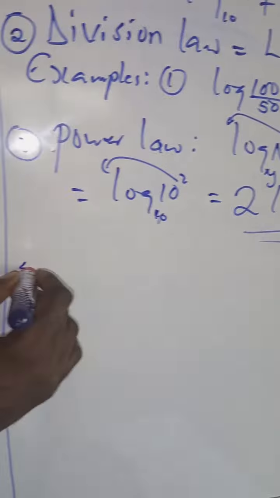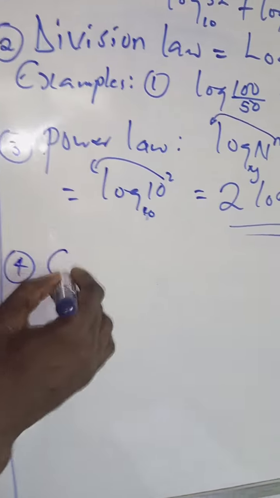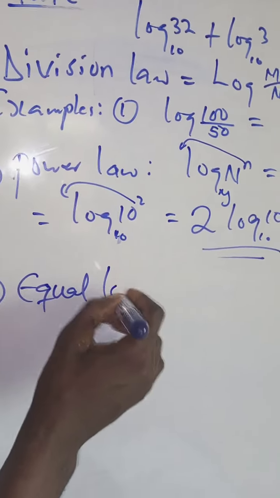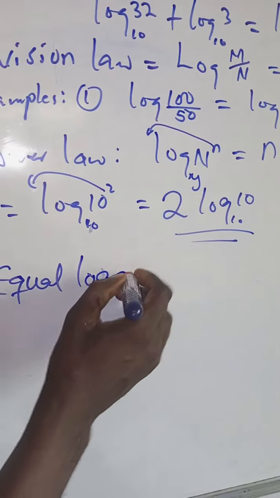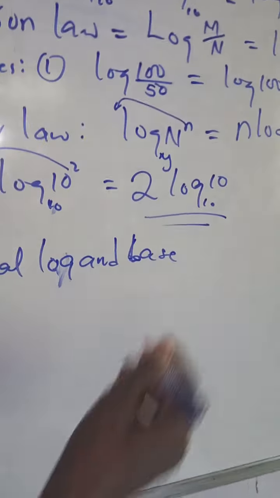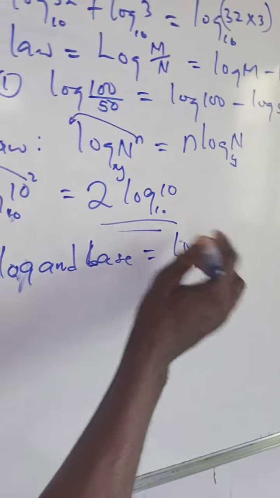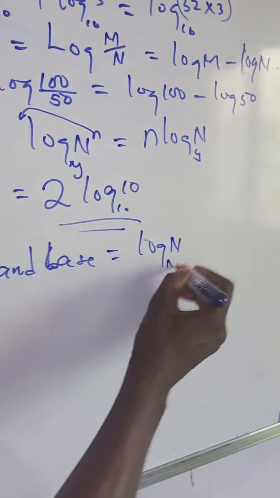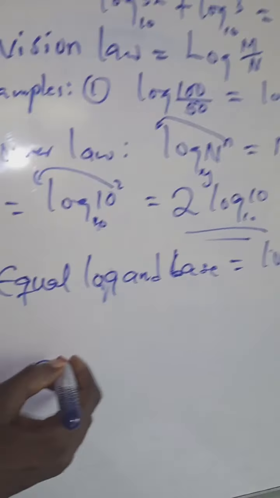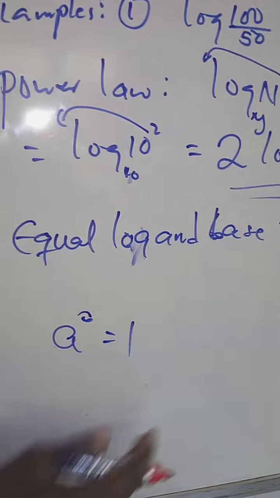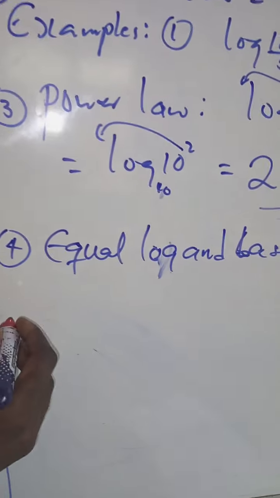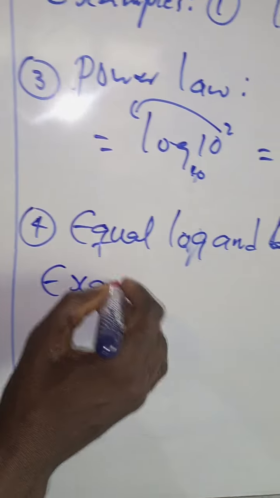Number 3, we have the law of equal log and base, or sometimes the law of equal. This is when the log and the base are equal. When the log and base are equal, it's usually equal to 1, like indices that say anything raised to power 0 is equal to 1. So this one is when the log and the base are equal. Let me give an example under it.